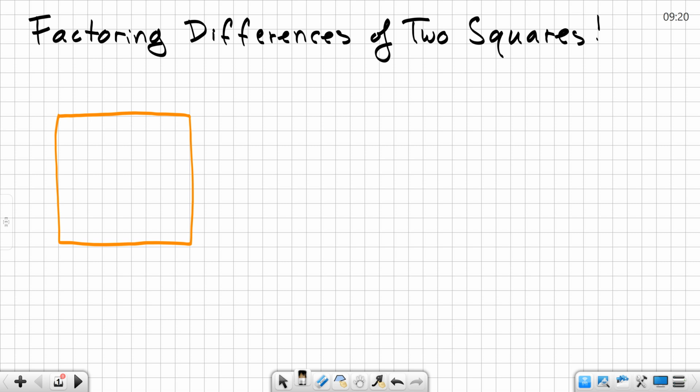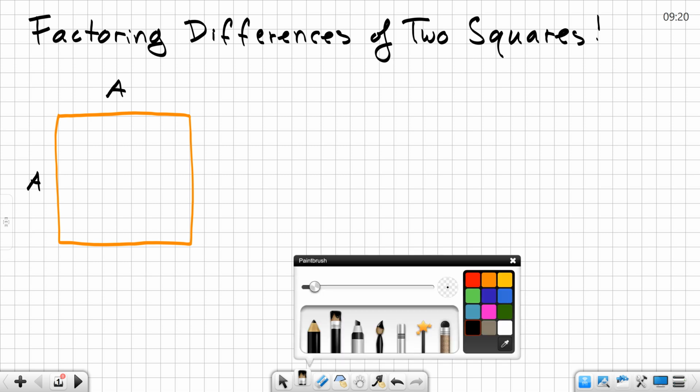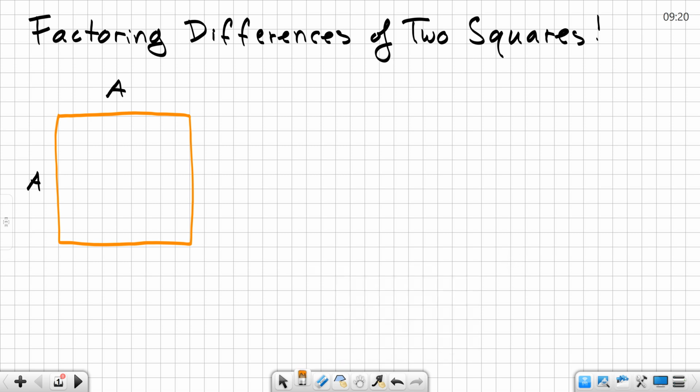So if I have a square right here, and I would say this side length is A, then the overall area that I have would be, well, how much is this? It is this side length multiplied with this side length. So that would give me an area of A squared.